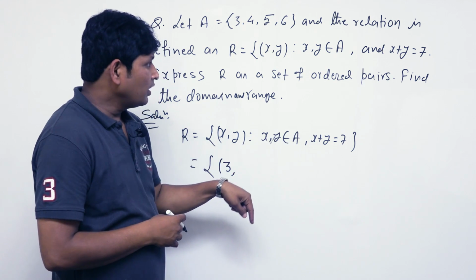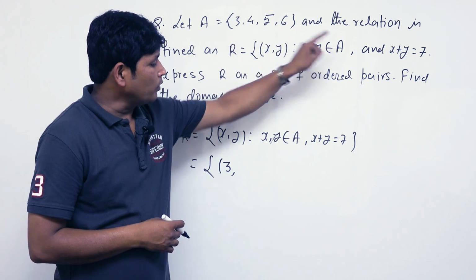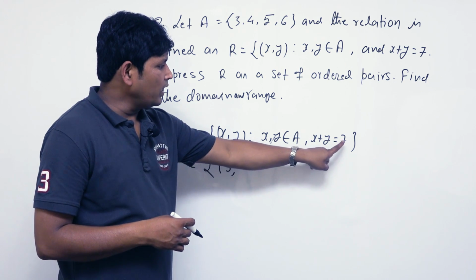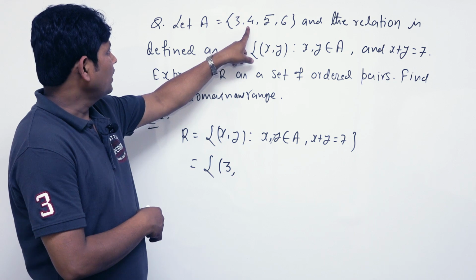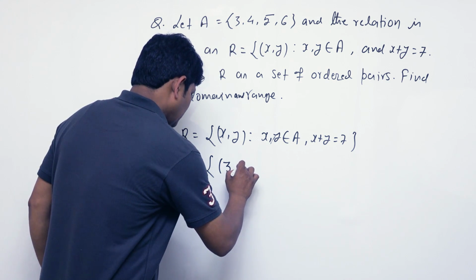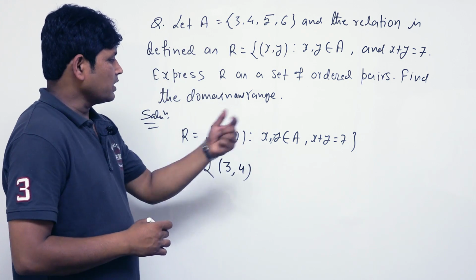Now y is 4. The question says y must belong to A. So the value of y we get is 4. Does 4 lie in A or not? Yes, it does. So we can write x plus y must be 7.